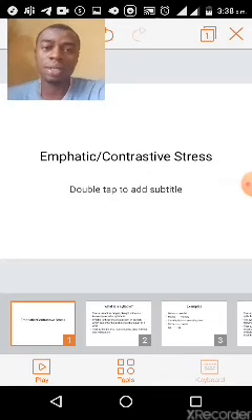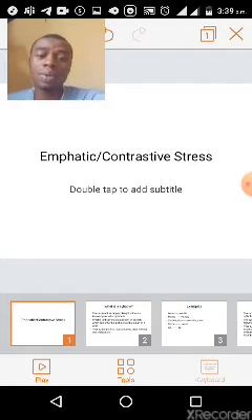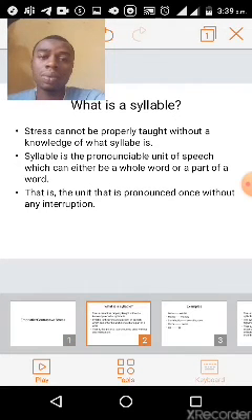Emphatic or contrastive stress. Now before we go into details of what emphatic or contrastive stress is, we'll discuss basically what stress is. For you to understand stress, you need to have a little knowledge of syllable. Now what is a syllable? Stress cannot be properly taught without a knowledge of what a syllable is.